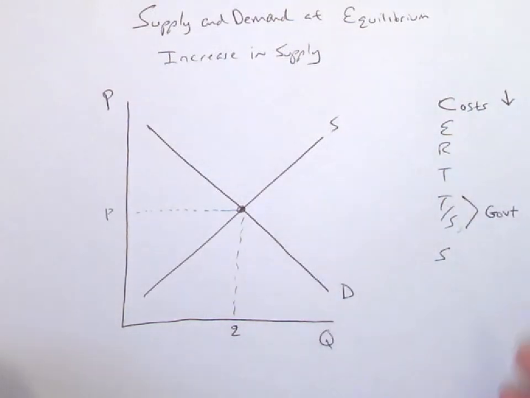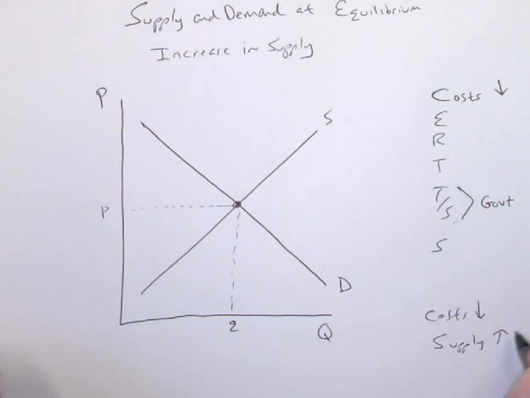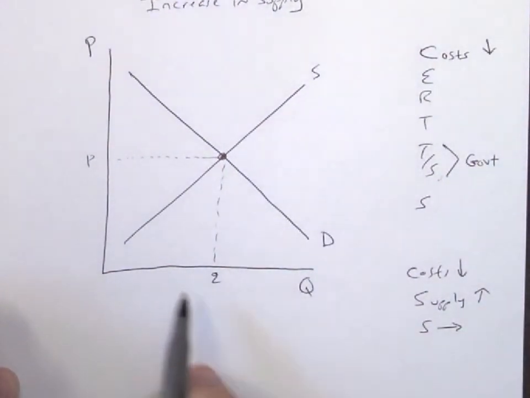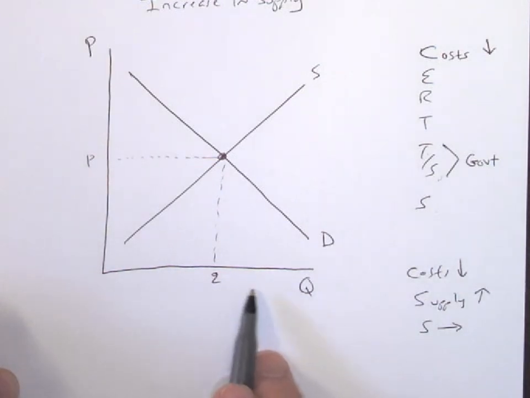Okay, if we're a business and our costs go down, that means I can make more stuff. So supply would go up. So whenever supply goes up, that means supply is going to shift to the right. Because remember, we start here on the left, we increase right, or we decrease to the left.